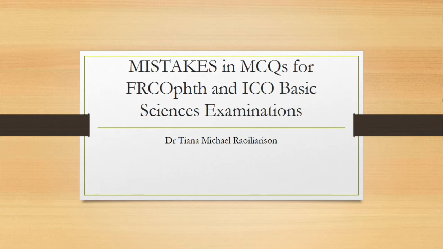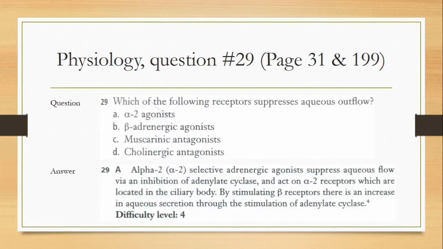And we are going to start with this question about physiology. It's question 29 in physiology on page 31. And it says, which of the following receptors suppresses aqueous outflow? Answer A, alpha 2 agonists. Answer B, beta adrenergic agonists. Answer C, muscarinic antagonists. And answer D, cholinergic antagonists. And when you read the answer, it says that answer A is the right answer.